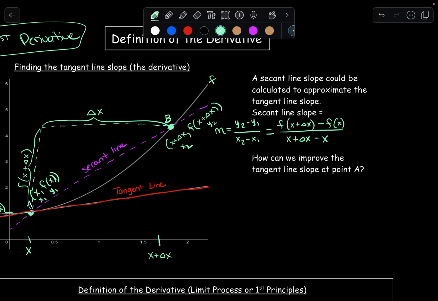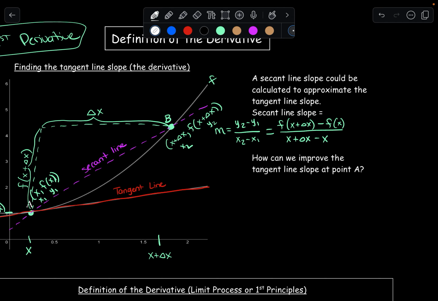All right, so we have our average rate of change between A and B. So the next part is asking, how can we improve the tangent line slope at point A? Because if we look at the slope of the secant line, it is significantly steeper than the slope of the tangent line at A. And the goal is to create a way to find the slope of this tangent line.